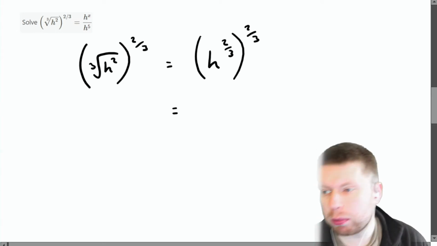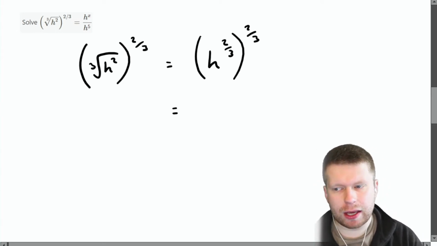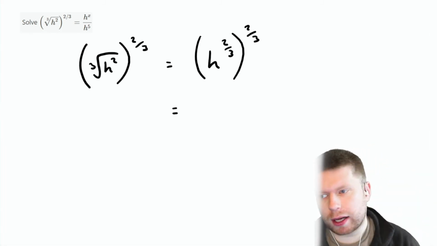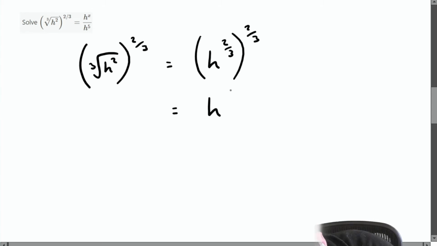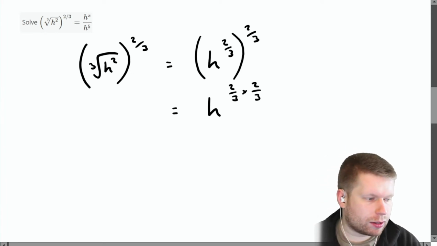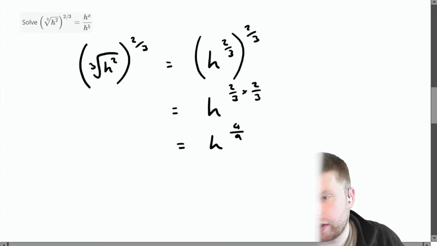So now I can just employ a law of indices which says, well, if I have h to the power of something, and then I raise all of that to the power of something, I just end up multiplying the powers together. So I have h to the power of 2/3 times 2/3, and then this is just a game of multiplying fractions together. So 2/3 times 2/3, that's going to become 4 over 9. All right, so 4 over 9 there.